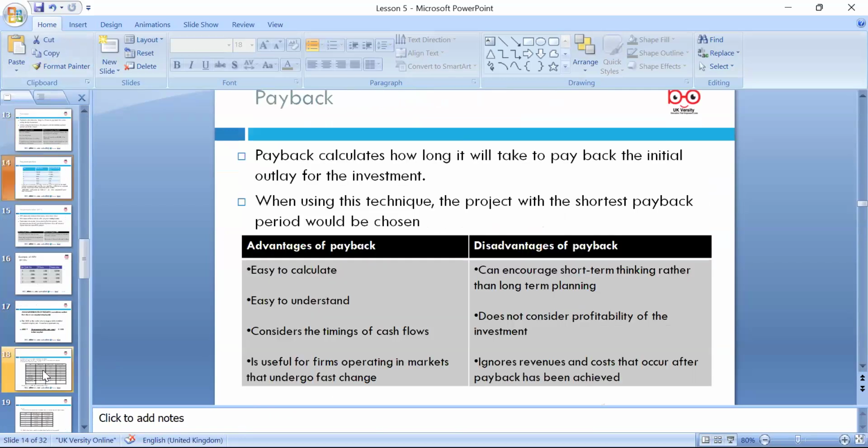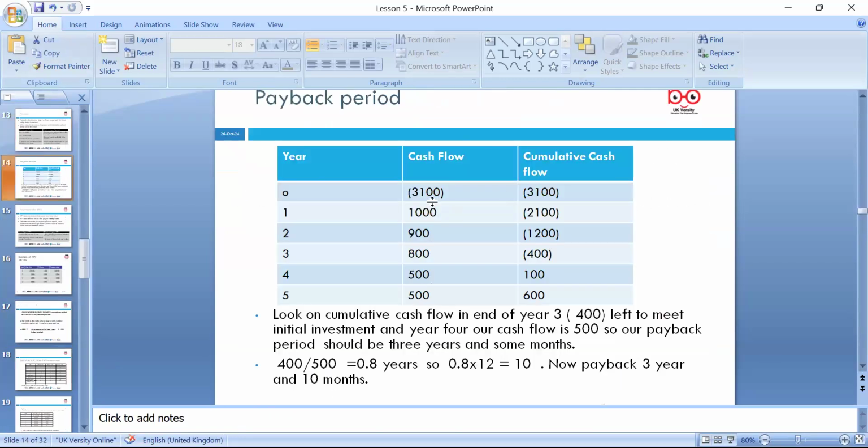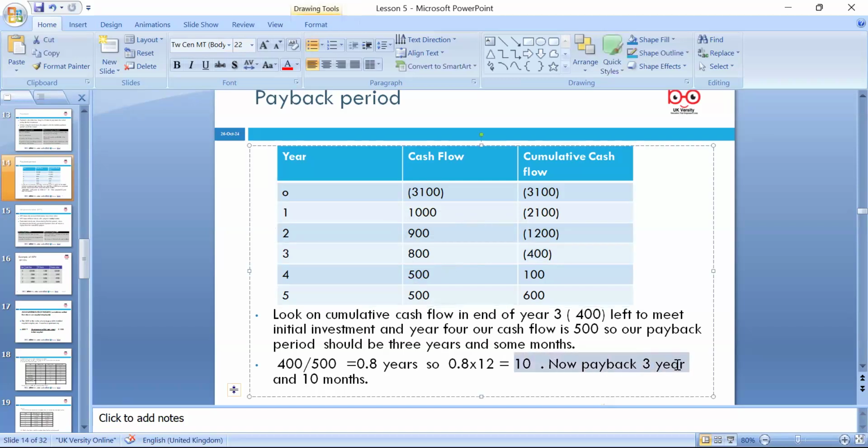payback period. Payback means how much money you invest and how much money you get back. Like we invested 3100. In 3 years we are covering 3100, and at the end of the 3 years 400 was outstanding. In year 4 we are getting 500, which is more than 400, so we can't say this project will take 4 years. We take the outstanding amount divided by the following year's inflow, times 12. So this project will take 3 years and 10 months. If the other project will take 2 years, we'll go with the lower payback period, because it's better at covering the money we are investing.